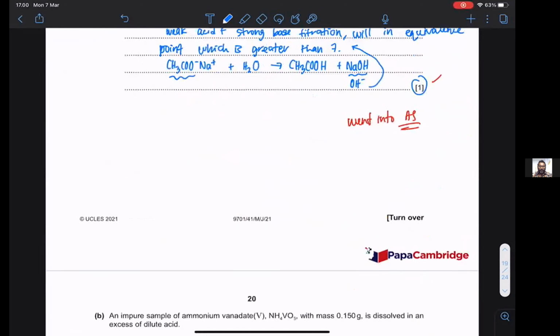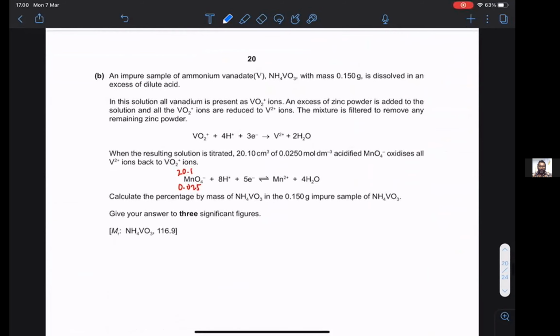Now, an impure sample of vanadium vanadate, with the mass, is dissolved, and then they say in this equation, all the vanadium from here exists in this form. Then they say that you need to filter to remove any zinc powder. Then when the resulting solution is titrated, you are going to use all this information. They are going to oxidize V2 plus ions back to VO2 plus ion. So we need to calculate the percentage.